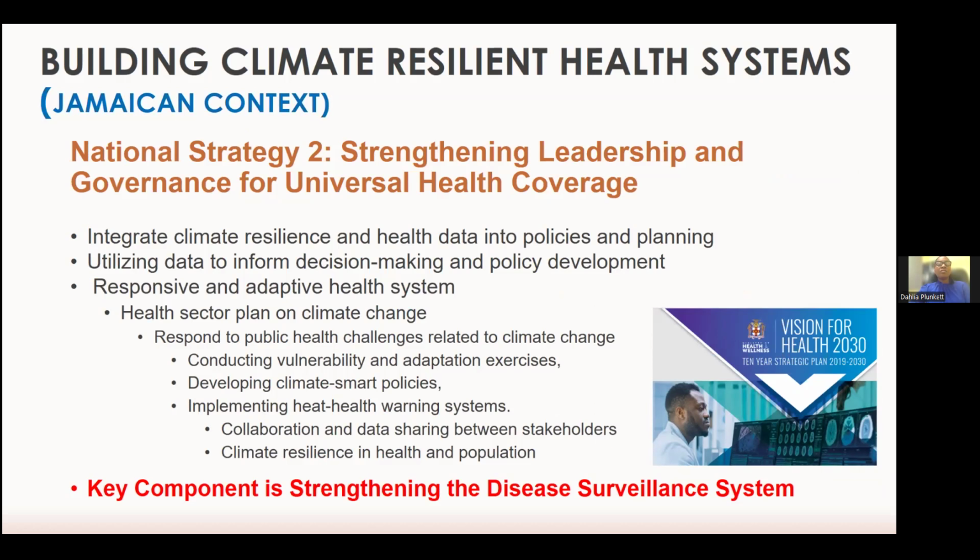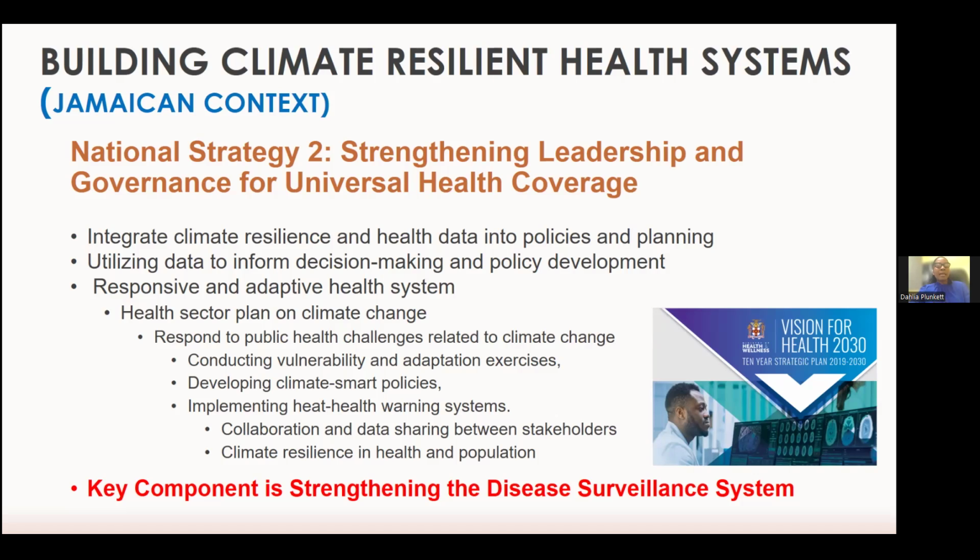Specifically, as it relates to strategy number 2, which is strengthening leadership and governance for universal health coverage, this specifically speaks to the integration of climate resilience and health data into our policies and planning. Of course, this is a process, but we have begun that process, which is important. It allows for our health systems to be responsive and adaptive.